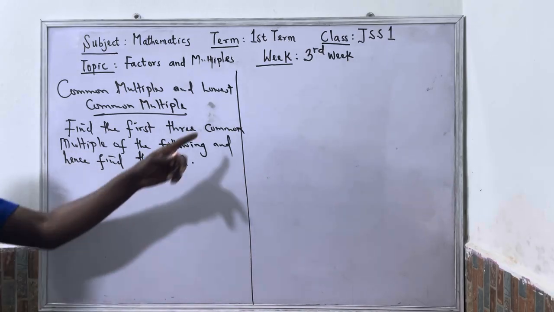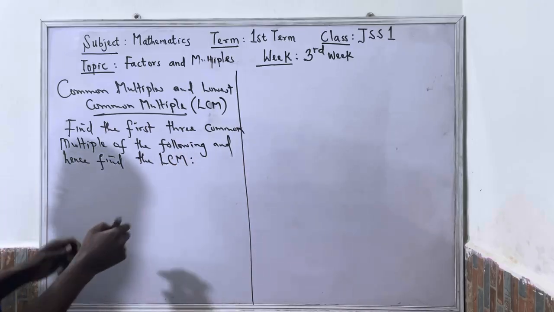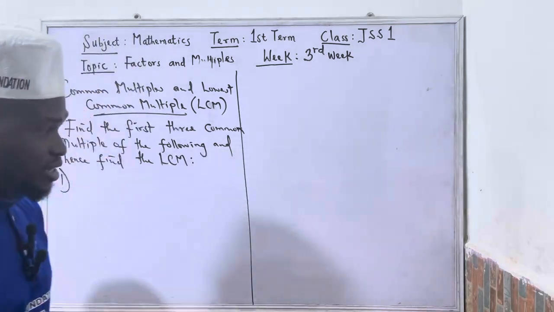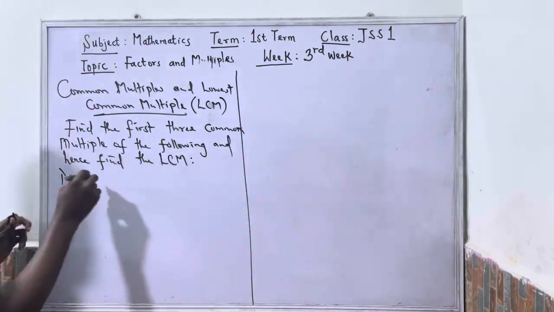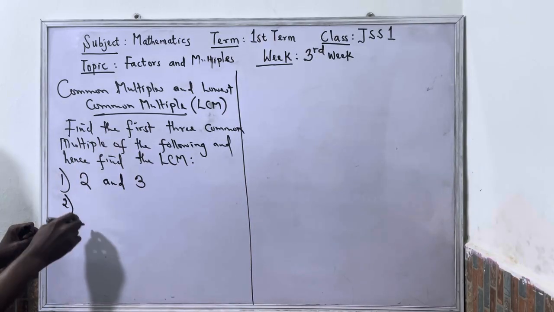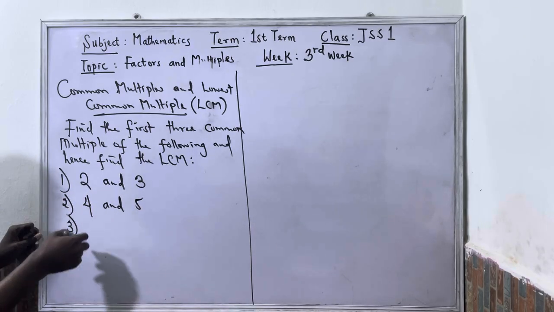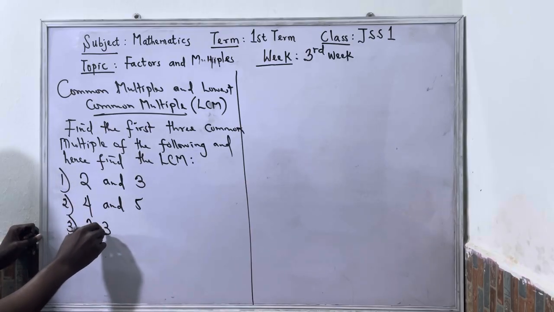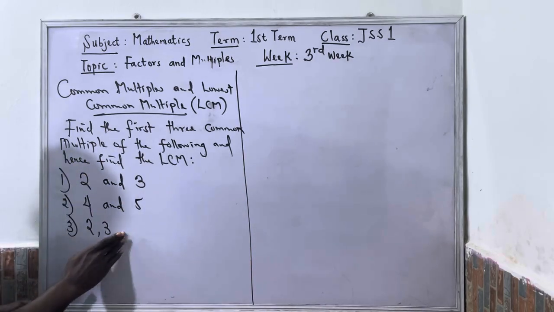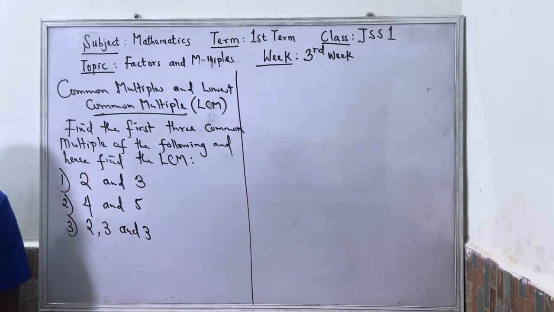So LCM means lowest common multiple. So let me put it in brackets, lowest common multiple. So let's have the question. I want to use a very simple number here because LCM always leads to large values. So I'll just put 2 and 3. Number 2, let's have 4 and 5. So number 3, let's have 2, 3, 4. I will only answer the first one and leave the other ones for you.